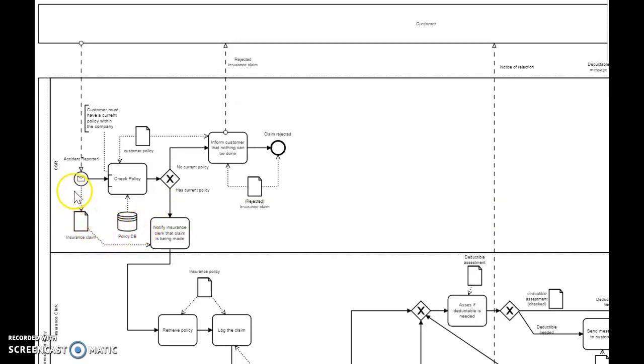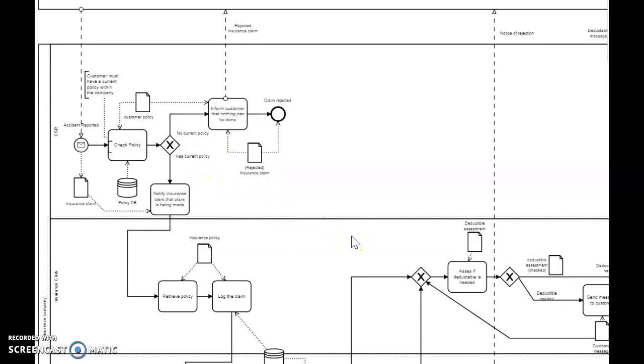It starts with a message being received from the customer, and this is our message event. Then it goes to the activity of checking the policy. I'm not going to go through the whole process, but the idea is that you never have multiple sequence flows going directly into an activity. So you always have a split or a join.